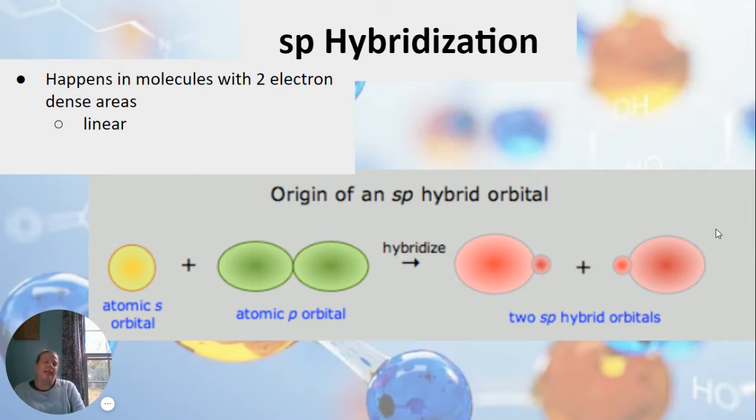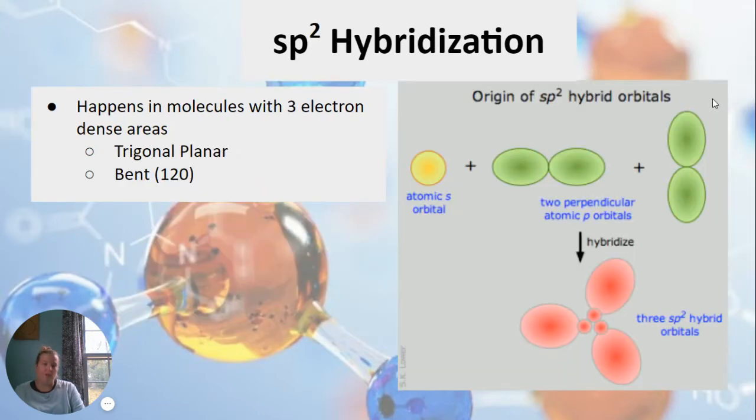The way that I keep track of what type of hybridization happens is by thinking about the electron dense areas and adding up the little numbers on the letters for the hybridization. So if you think about this as 1s and 1p, there are 2 orbitals that come together, and that's for 2 electron dense areas.